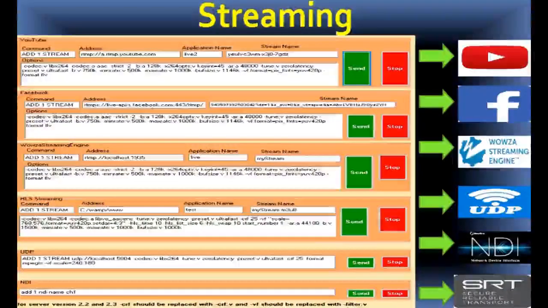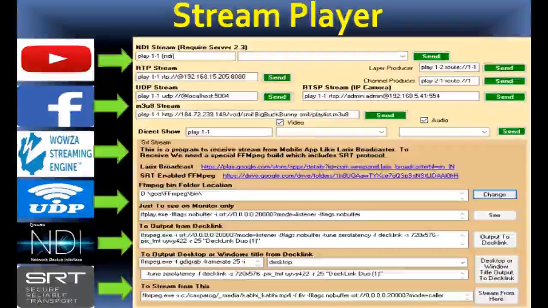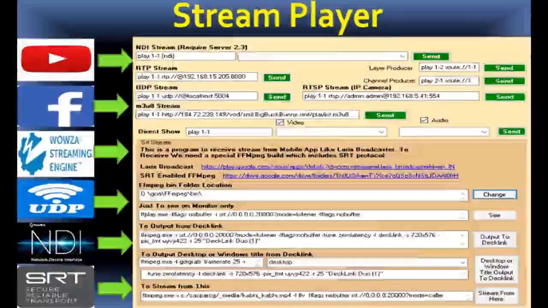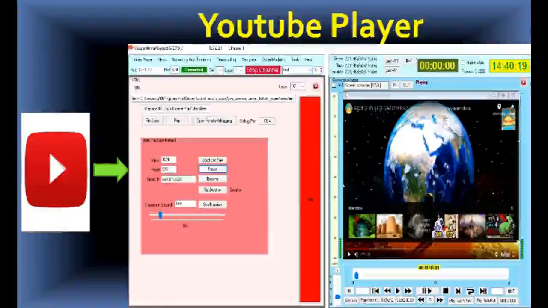We can stream from Kaspersky to YouTube, Facebook, Voja streaming, UDP, NDI, SRT, and we can also play a stream from somewhere, like if there is a video on YouTube, Facebook, or Voja streaming, meaning the stream is coming from somewhere, we can receive that also. This is a special YouTube player which can have pause and resume buttons also.